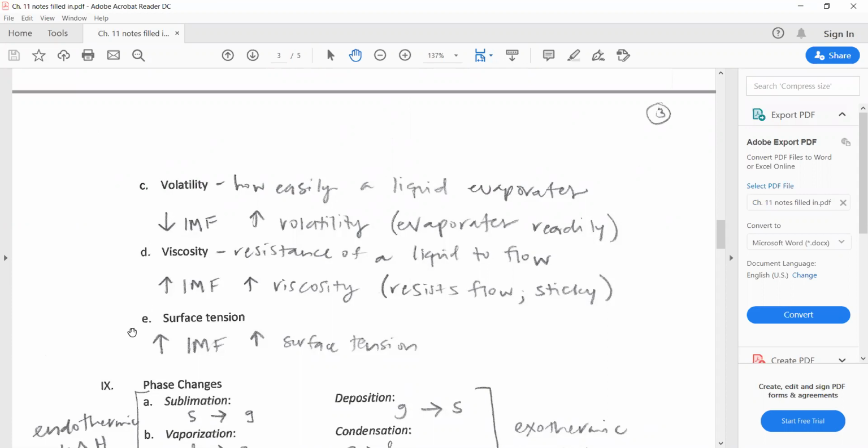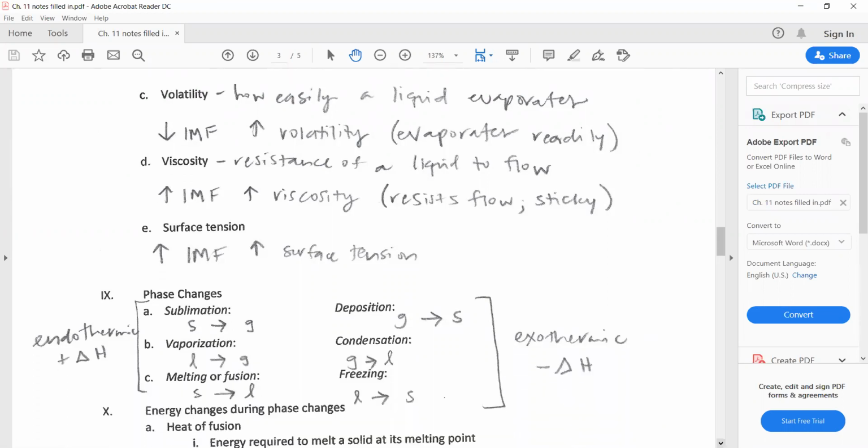And then surface tension is kind of what we're already familiar with: the attraction between the molecules at the surface of a liquid. If bugs can float on water, for example, that's because the water molecules like each other and they are creating a film at the top of the water. So the greater the intermolecular forces, the greater the attraction between the neighboring molecules and the greater the surface tension. The bug won't fall through because the water molecules are very attracted to each other.